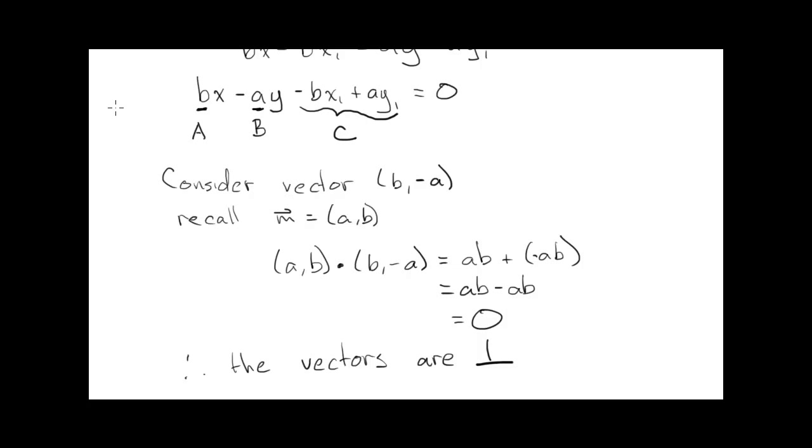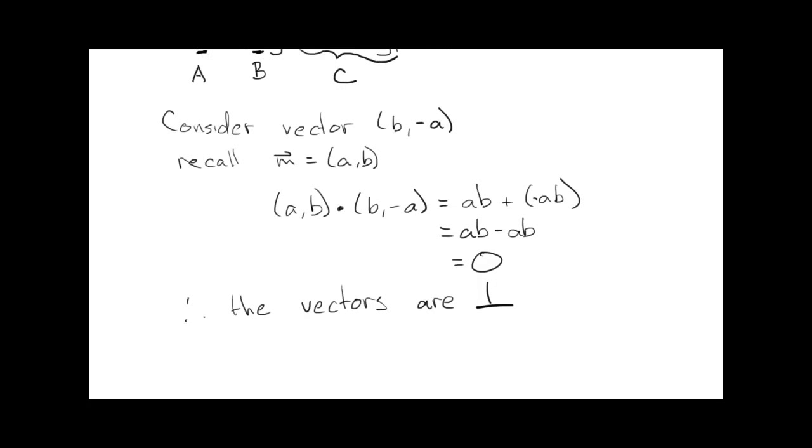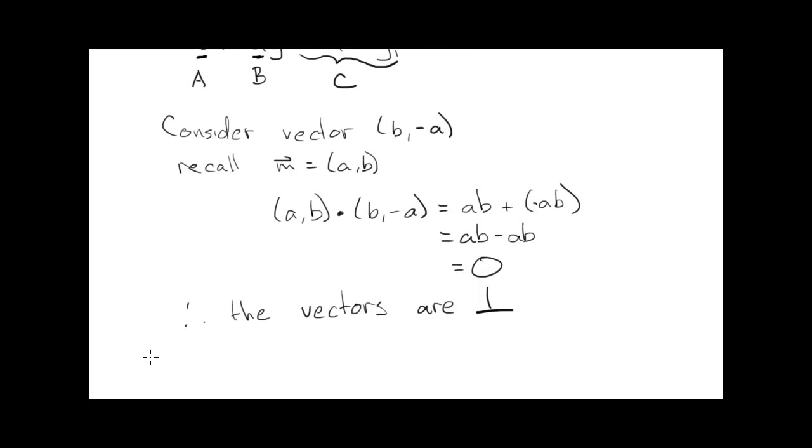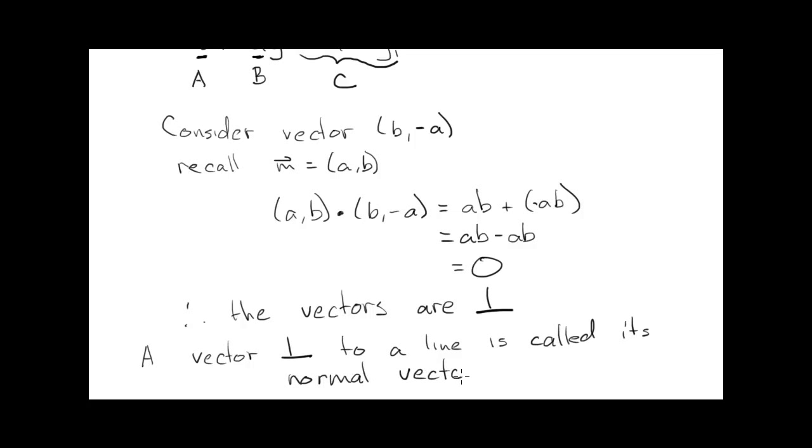So this tells us how to get those two coefficients. It's just the perpendicular vector to the direction vector. Okay, and we give this a special name. So a vector perpendicular to a line is called its normal vector. You might have heard that when we did calculus. Okay, so parallel to the line, direction vector, perpendicular to the line, normal vector.